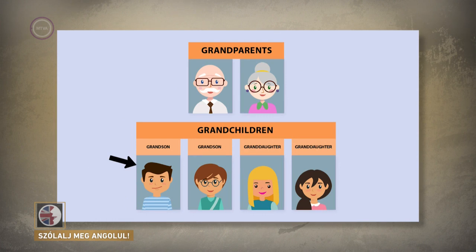Tim is Jeffrey and Holly's grandson. John is also Jeffrey and Holly's grandson. Tim and John are Jeffrey and Holly's grandsons. Elizabeth is Jeffrey and Holly's granddaughter. Doreen is Jeffrey and Holly's granddaughter. Elizabeth and Doreen are Jeffrey and Holly's granddaughters.